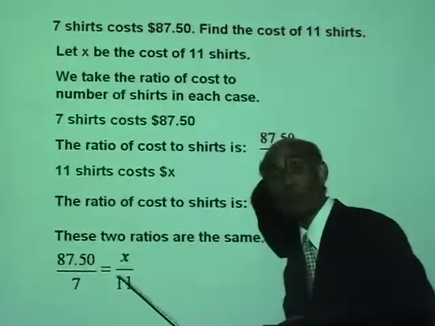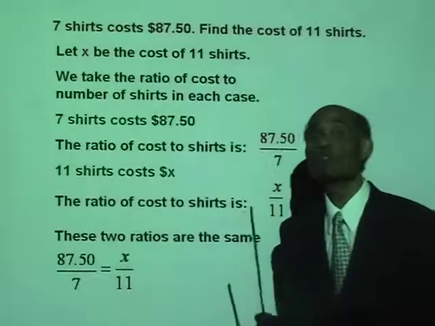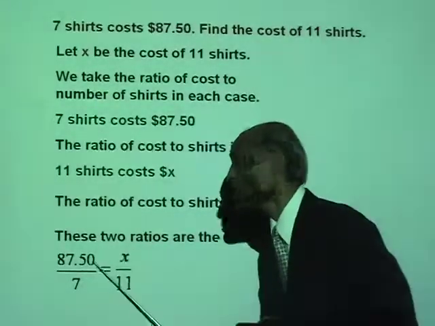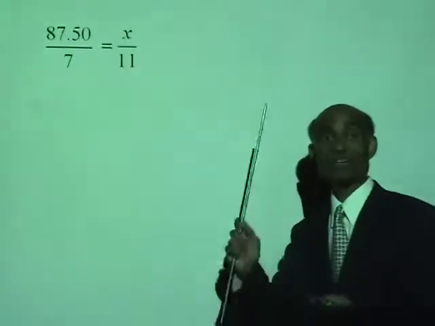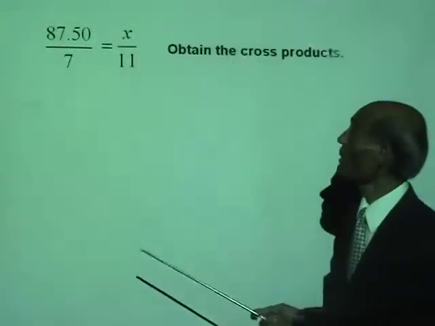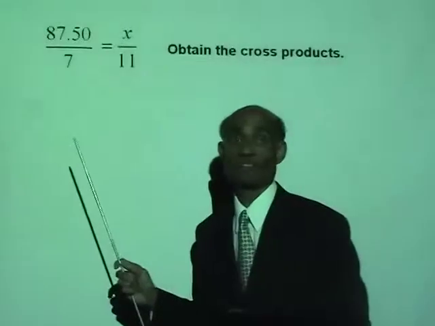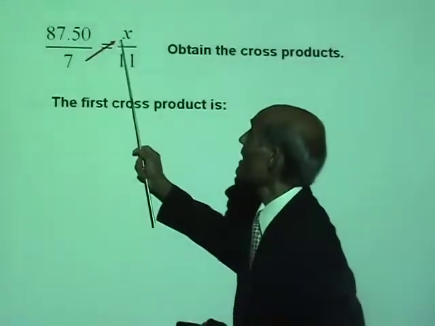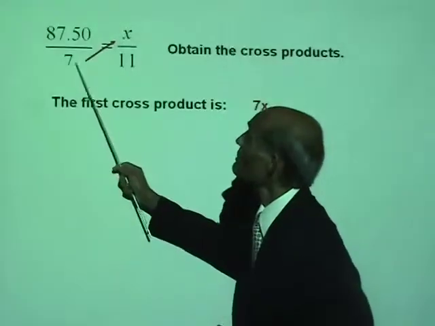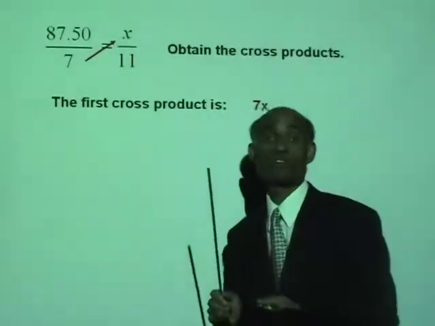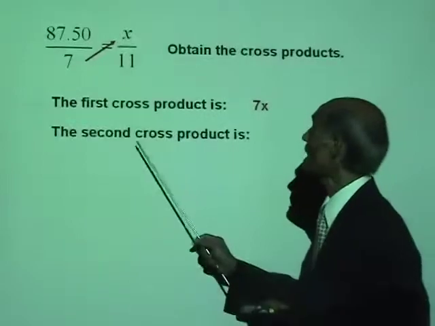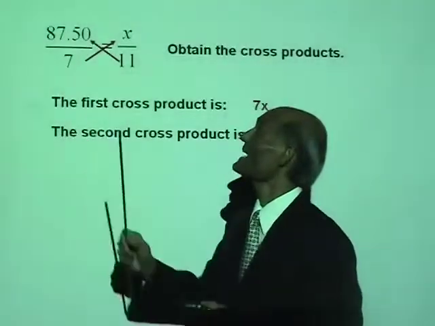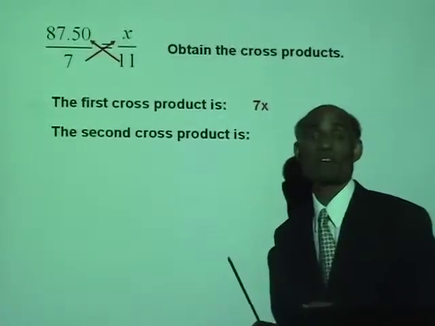You have a proportion now. What can we do to solve this equation? We can now do cross multiplication. Let's go to the next slide. Alright, obtain the cross product. The first cross product is 7 times X. 7 multiplied by X is the first cross product. The second cross product is 11 multiplied by 87.5.